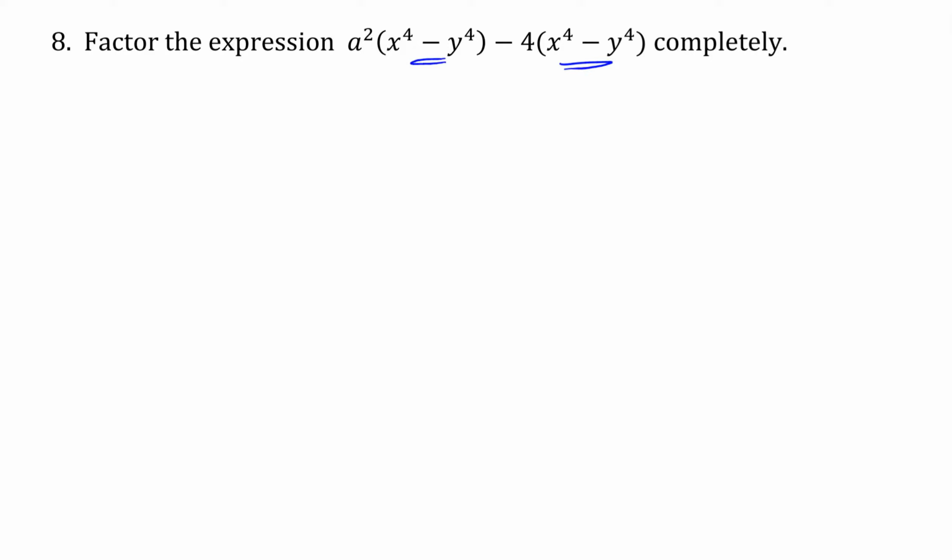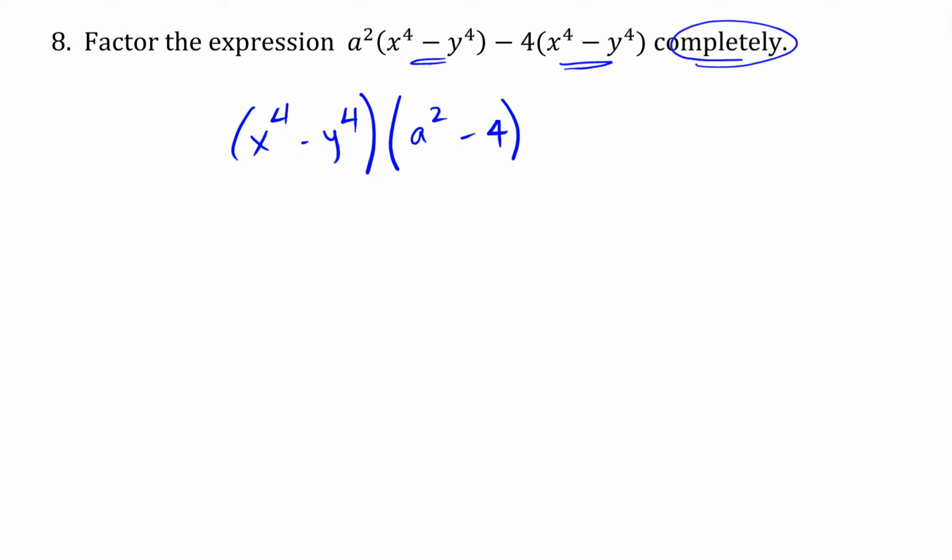So those two expressions are common. So I'm going to factor them out. So I'm going to take out x to the 4th minus y to the 4th. Well, if I do that, that's going to leave me with a squared minus 4. Now, that is factored, but not completely. Remember in class we said that word means that you probably have to factor more than one time. So let's take a look at what we can still factor here.